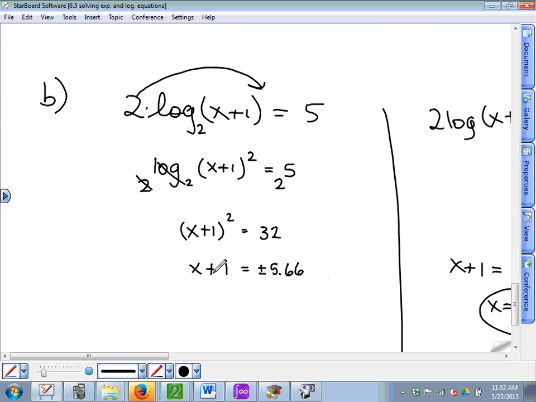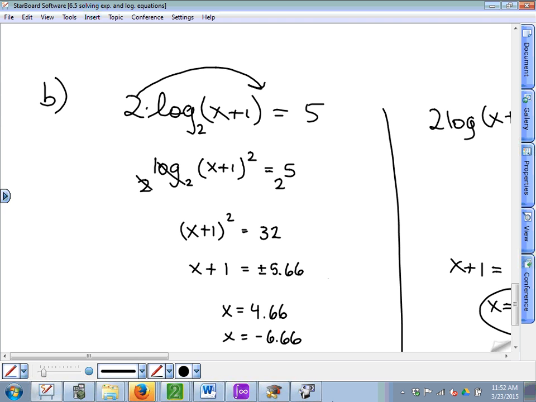So when you subtract 1 now, you're not subtracting 1 from just one number. You're subtracting 1 from positive 5.66, and you're subtracting 1 from negative 5.66. So you're going to get two answers here. If you subtract 1 from positive 5.66, you get 4.66. If you subtract 1 from negative 5.66, you get negative 6.66.